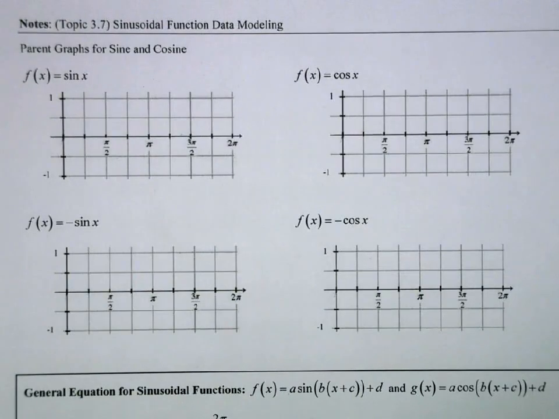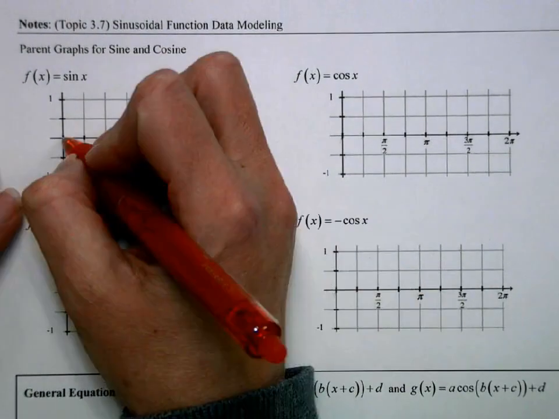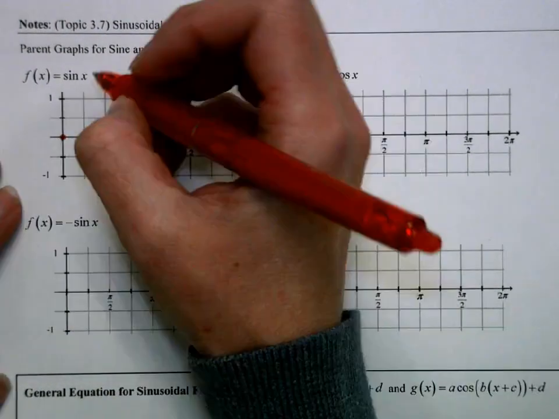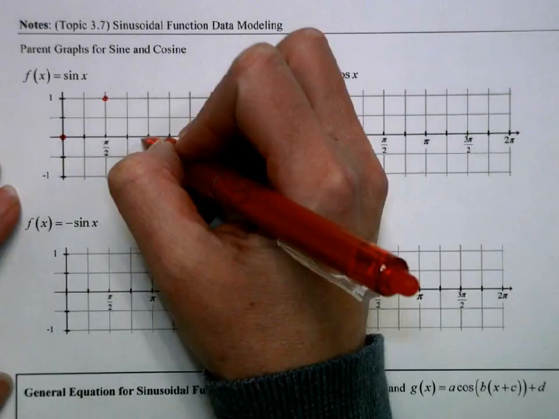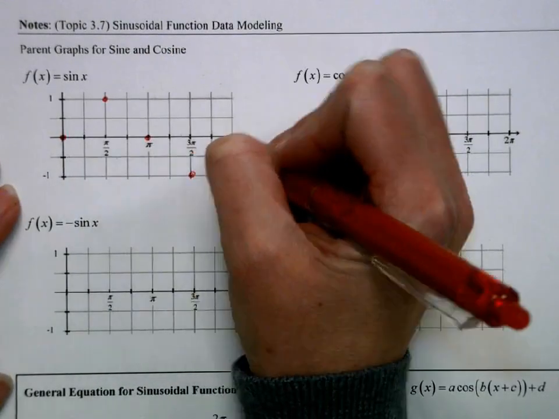So before we get into those examples, I want to review a few quick things. First, the parent graphs for sine and cosine, because this is going to help us with identifying whether we might want to use a sine or a cosine, or when we're writing the equations, if we need to apply some phase shifts and what those are going to look like. So sine starts at the midline and oscillates between 1 and -1.